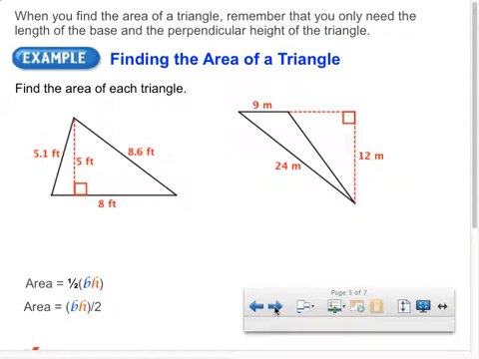Now, let's put this into practice. Here you go. When you find the area of a triangle, remember that you only need the length of the base and the perpendicular height of the triangle. So what I need you guys to do really quickly, on your own, see if you guys have an understanding of this, I want you to find the area of these two triangles. First one, pretty easy. I think most of you get that. That demonstrates you have a basic level understanding. This one's a little more challenging than the second one. So see if you can get these figured out on your own. When you're done, put your pencil down so we can discuss it.